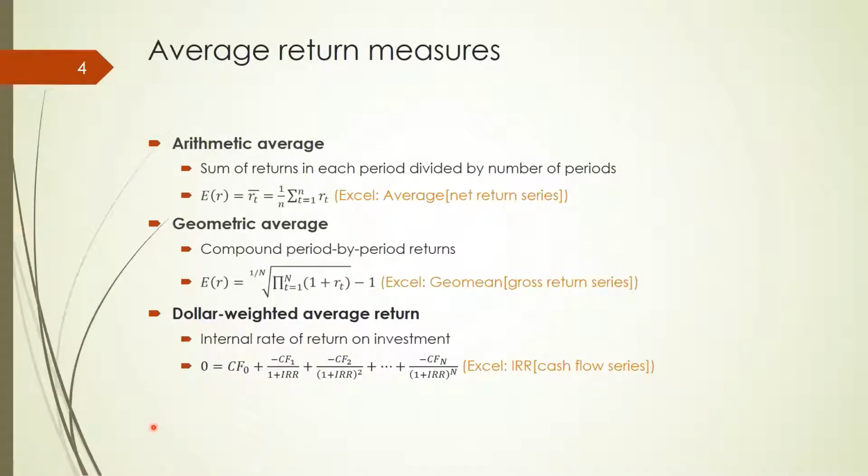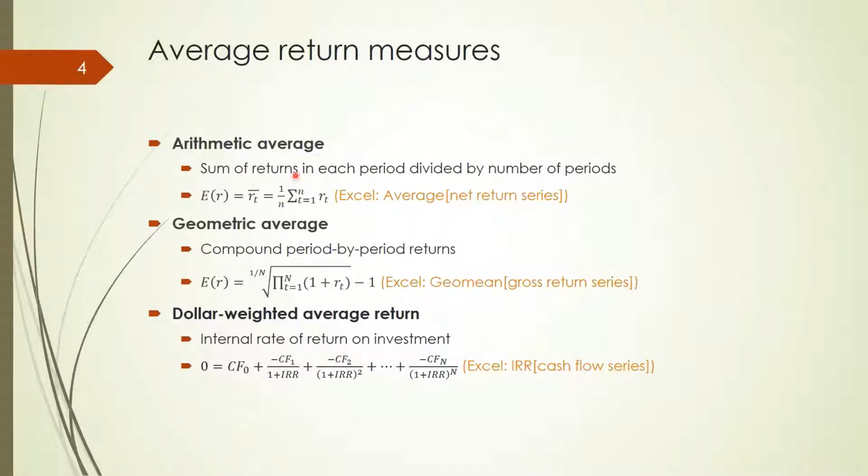First, let's review the average return measures of the portfolio without risk adjustment. They include three different averages: the arithmetic mean, the geometric mean, and the dollar-weighted average return. The geometric mean is also called the time-weighted average return.